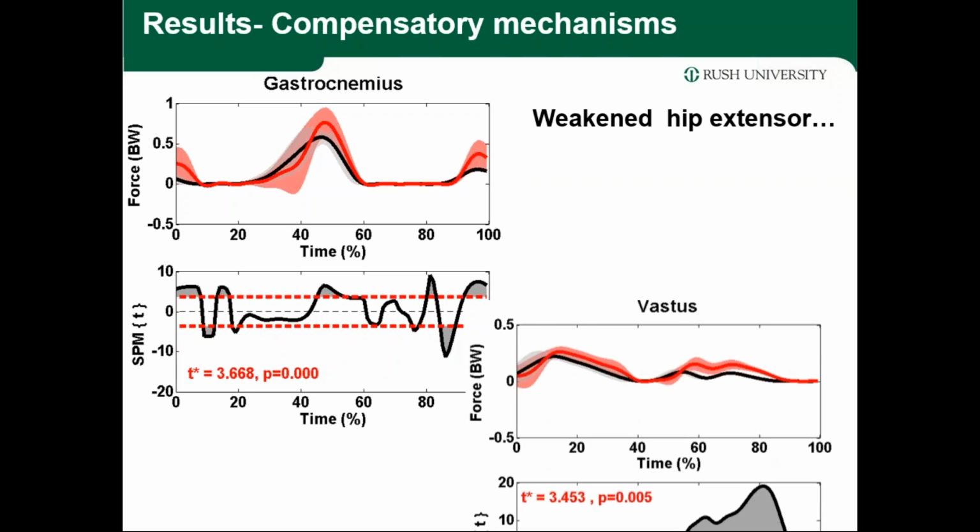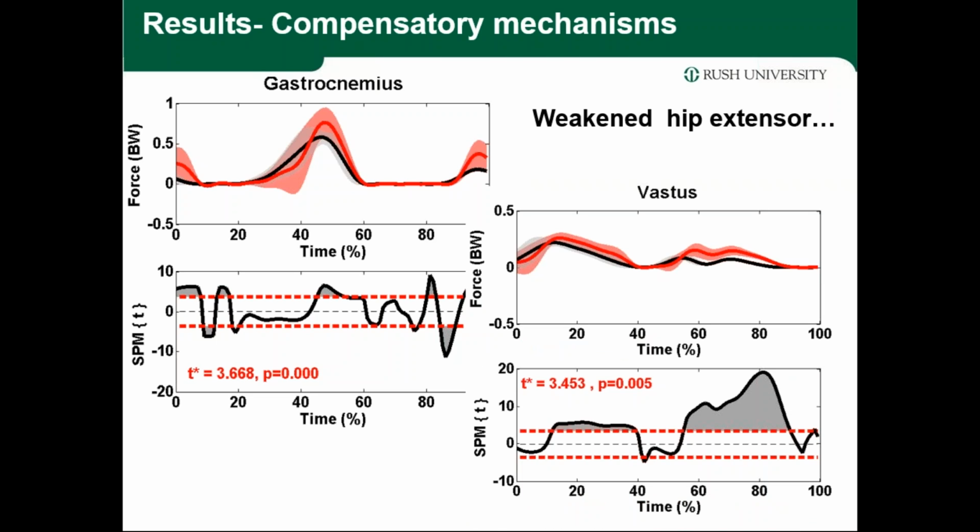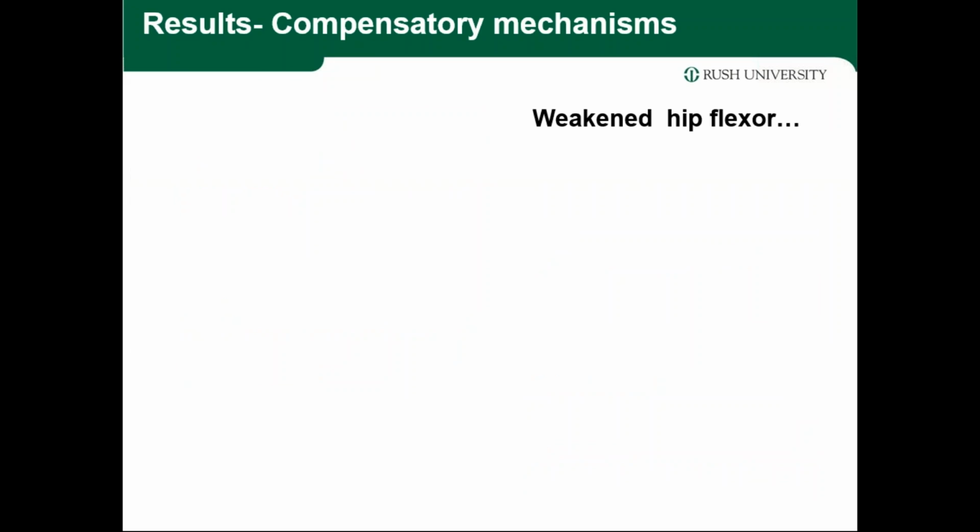The vastus, as another important muscle, how does it react to hip extensor weakness? Well, when the hip extensor weakness is simulated, we see that the vastus increases its output force, especially during the swing and especially during the mid stance.